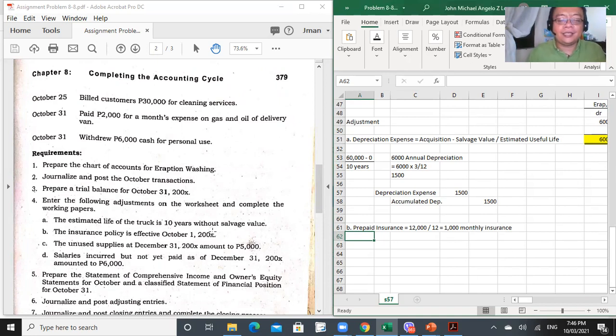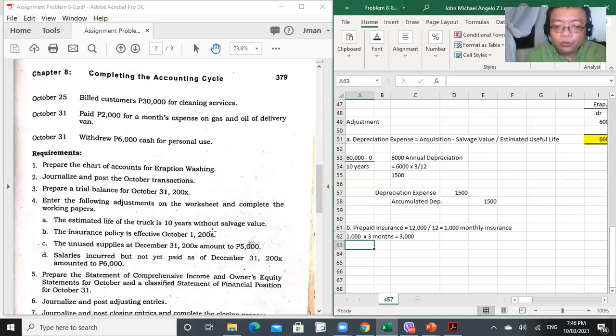Next. Again, number 4 is you will adjust December. So 1,000 is your monthly, times 3. Why times 3? Because it covers 3 months: October, November, and December. So your insurance expense is 3,000.